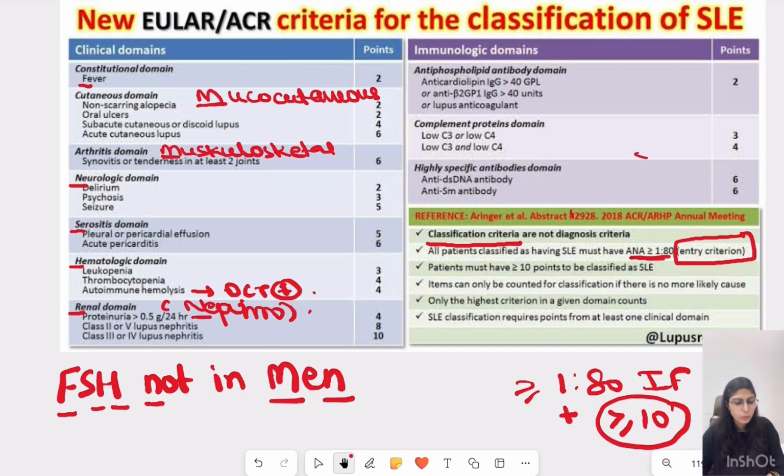Now, the oral ulcers, what is the difference between the oral ulcers of SLE and oral ulcers of Behçet? In SLE, the ulcers are painless. And in Behçet, the ulcers are painful.